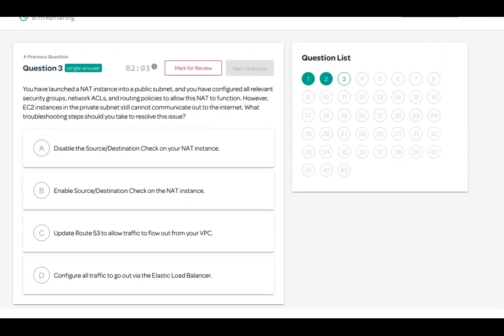You have launched a NAT instance in a public subnet, and you have configured all relevant security groups, network ACLs and routing policies to allow NAT to function. However, the EC2 instance in the private subnet still cannot communicate out to the internet. What troubleshooting step should you take to resolve this? So this is: disable source/destination check on your NAT instance.